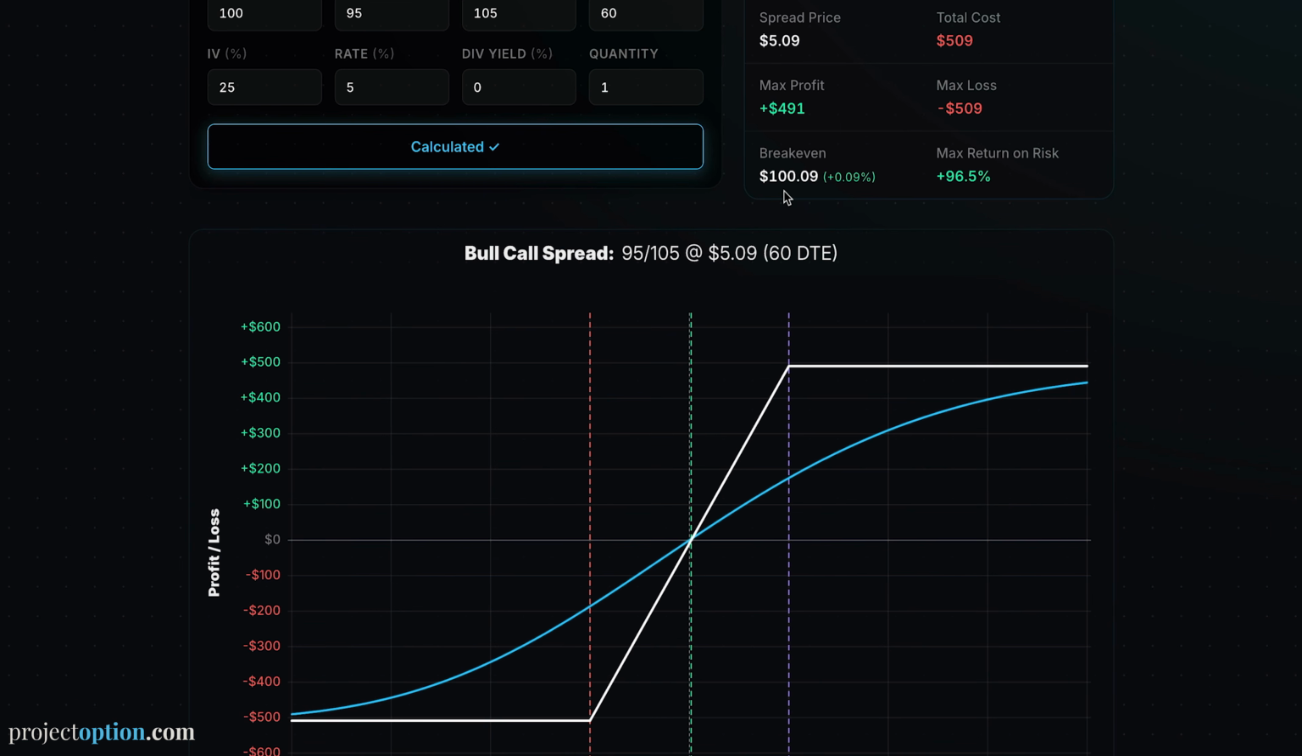The break even is now slightly above the stock price, but only 9 basis points. If the stock price stays flat at 100 over 60 days, we are barely going to lose any money. The max return on risk bumps up to nearly 100%. So if the stock price is 105 or higher at expiration, we will effectively nearly double our money.